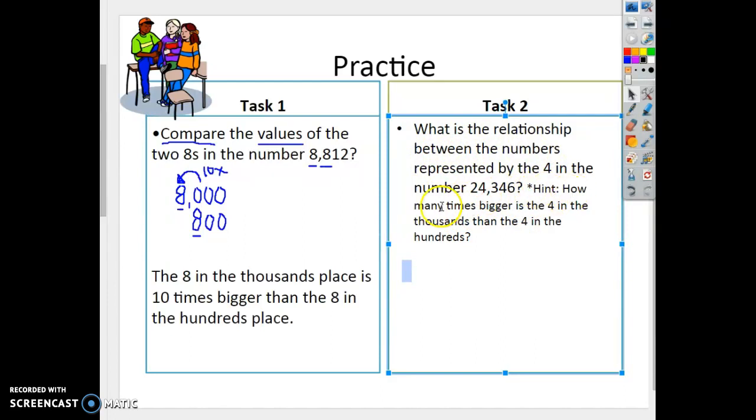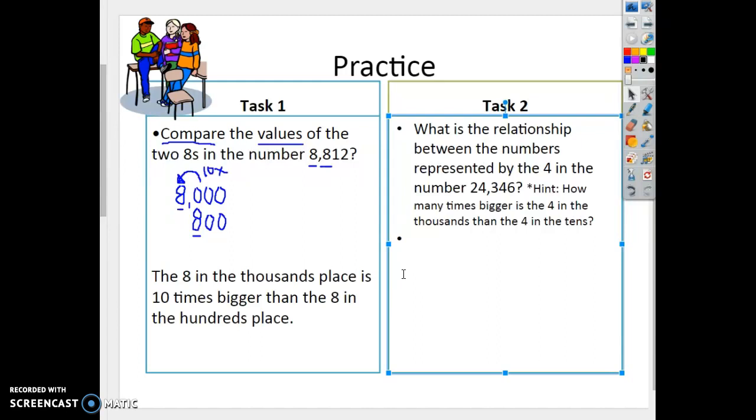So I put a little hint in here. How many times bigger is the 4 in the thousands than the 4 in the hundreds? But that should actually say in the tens, so I'm going to switch that. All right, so again, pause the video, write a similar sentence to what I did for task number 1.